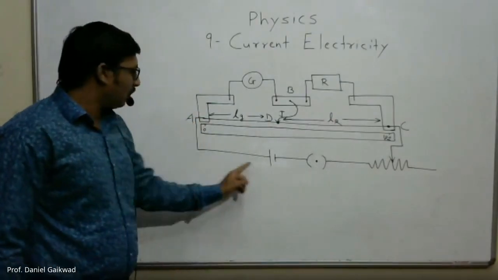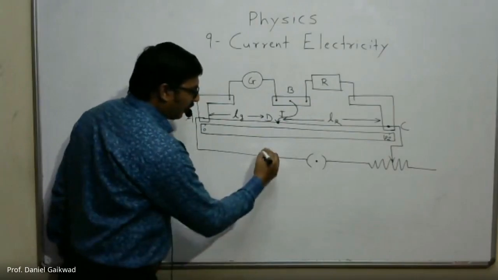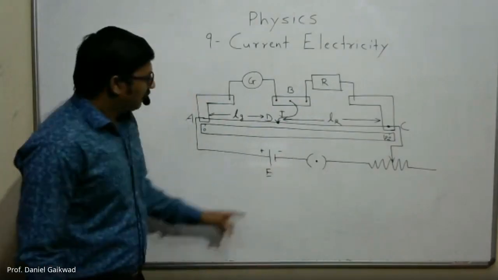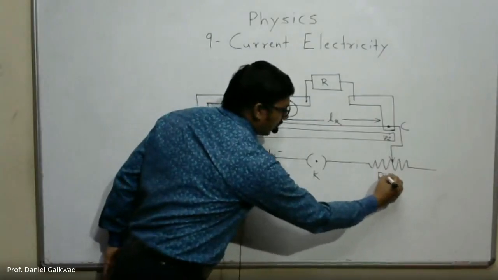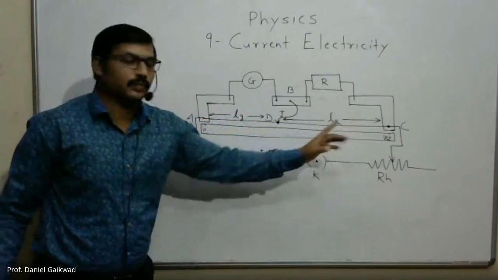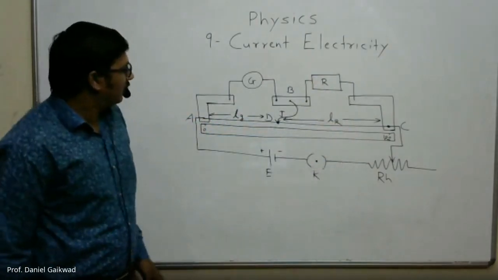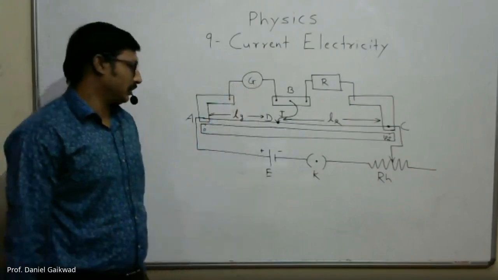With the help of a cell having EMF E, or a battery having EMF E, with the help of a key and rheostat RH, we have the current flowing through the circuit here, and with the help of that we can find the resistance of the galvanometer in this application.